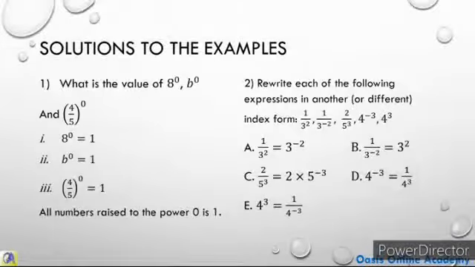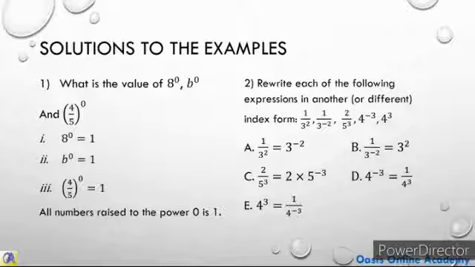Let's start with the first question. All those numbers are written to the power 0, so all of them are each equal to 1, because we said that any number raised to the power 0 is equal to 1. In the second case, the first question A, 1 all over 3 squared will just be 3 to the negative 2. And then B, 1 all over 3 to the negative 2 is equal to 3 squared, and so on and so forth. You can see the rest of the solutions and confirm that you understand exactly what it means.